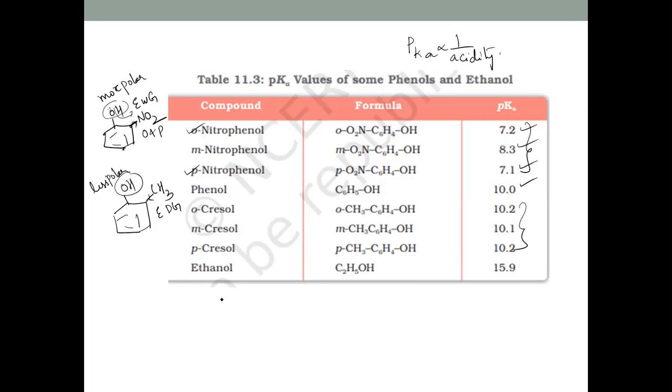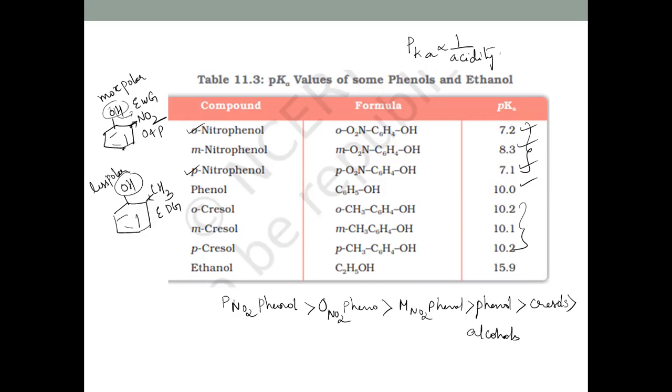So I can write here, para nitrophenol is more acidic than ortho nitrophenol. Then comes meta. Then comes phenol. Then come cresols in the order. Then come the alcohols. Yes, this is comparing the acidity of alcohols and phenols.